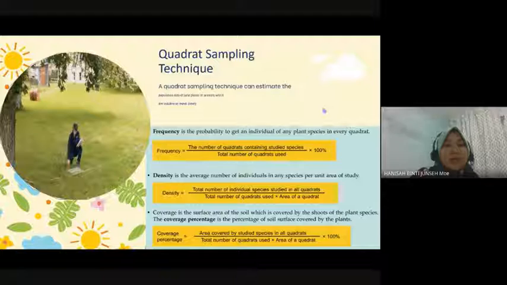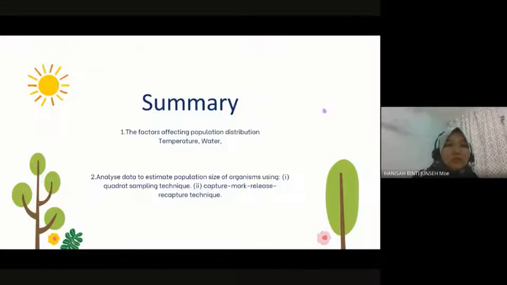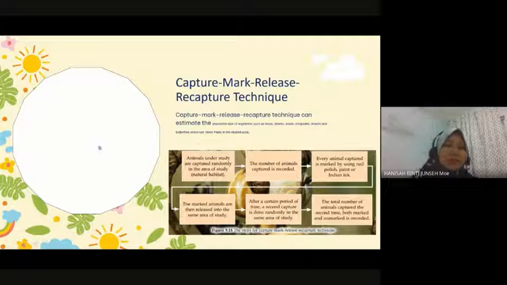So the second, lah, dia ada video dari sini. Okay, so the second technique. The second technique is about the capture, mark, release, recapture technique. Sometimes the shorter version of this technique, we call it capture and recapture. Kita tangkap dan kita tangkap semula. Kenapa? Okay, when I say the name itself tells you what is going on in this technique.